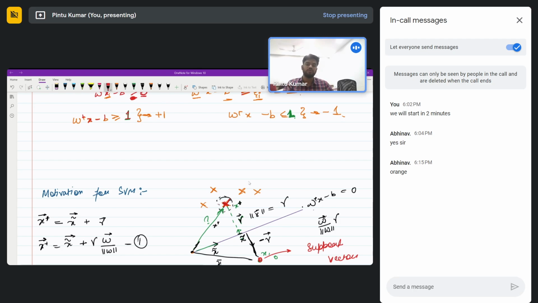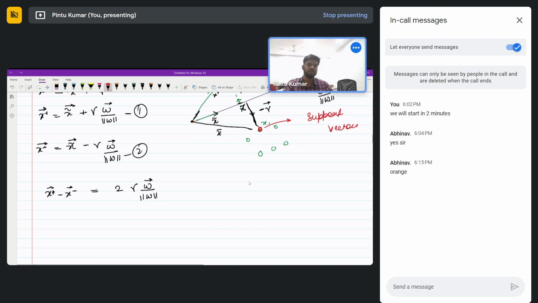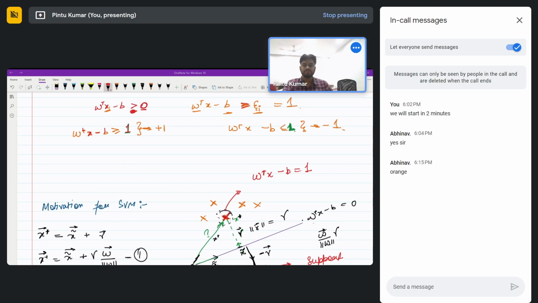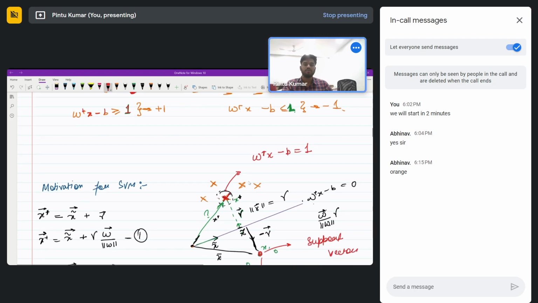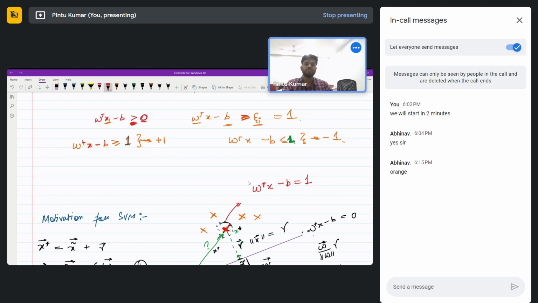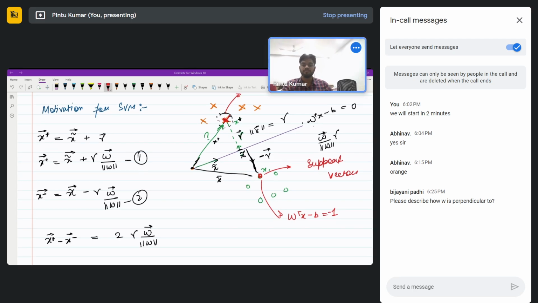Now mathematically, these support vectors satisfy a property. I said that all the points on this side should be greater than or equal to 1. But for support vectors, this value must be exactly equal to 1. And similarly for these points also, W transpose X minus B should be exactly equal to 1. This should be minus 1. I'm really sorry for that.